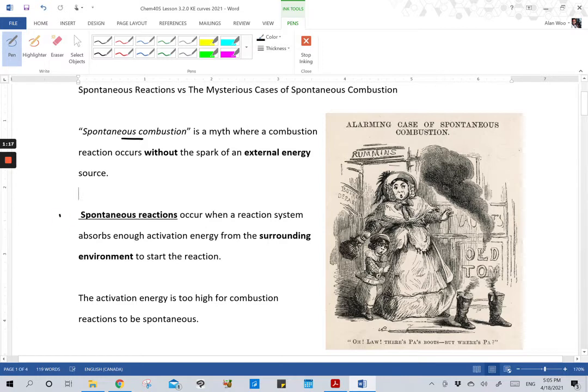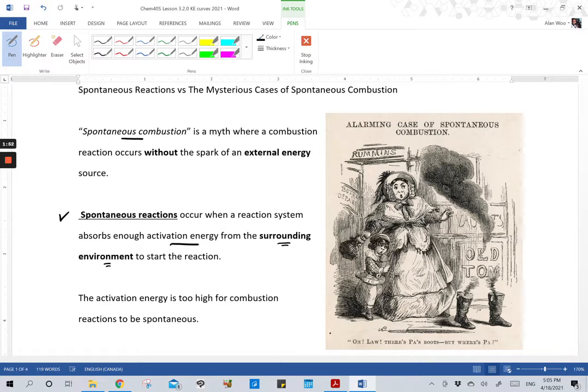A spontaneous reaction is something that occurs when a chemical reaction can absorb enough energy, in our case activation energy, from the surrounding environment. We've looked at this idea before. When this happens, we just call the reaction spontaneous. It's like mixing two chemical solutions together, and upon mixing, they simply react. They don't react because they're spontaneously combusting, but they are just gathering energy from the environment.